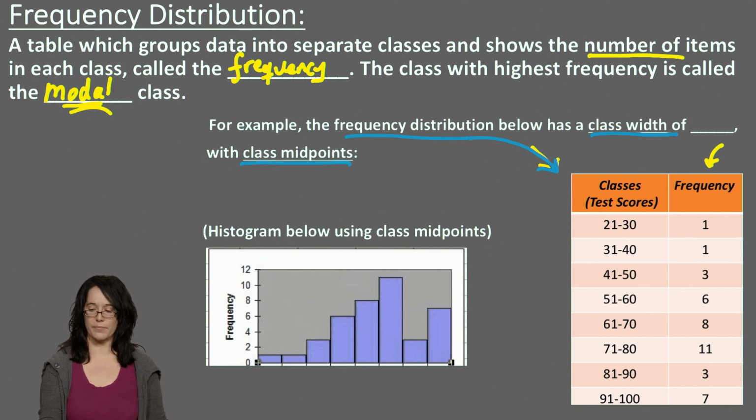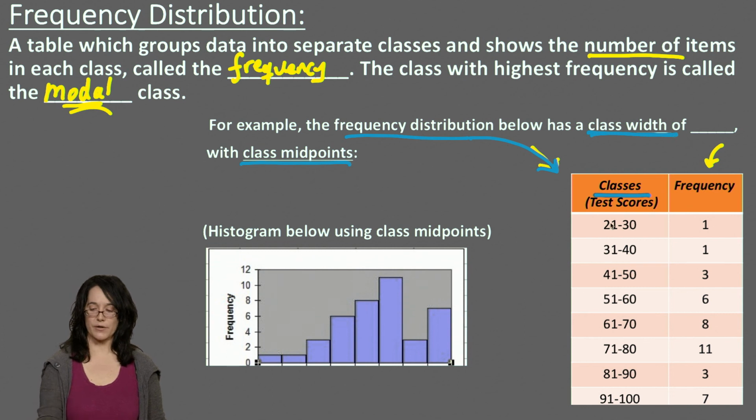For example, when we're looking at this frequency distribution, our first class is 21 to 30. I guess these aren't ages, these are test scores. So this is someone who scored a 21 to a 30% on a test. And then 31 to 40 is our next class, 41 to 50, and it continues following that same pattern all the way up to the last class of 91 to 100. Now, that pattern could be described by what we call the class width.